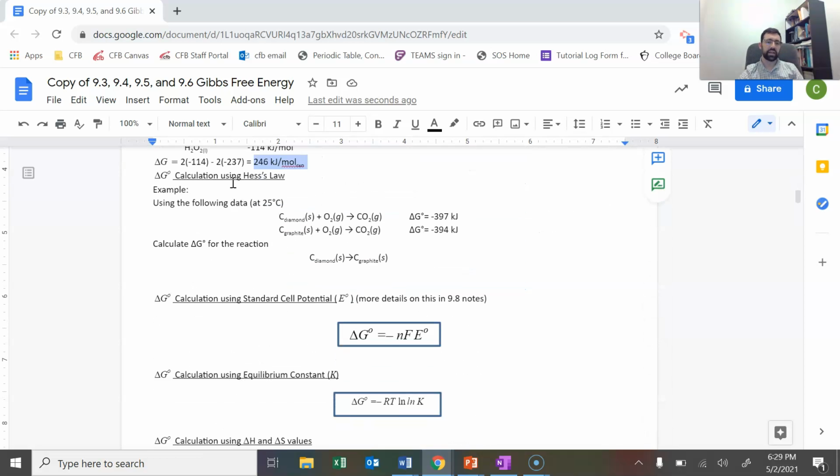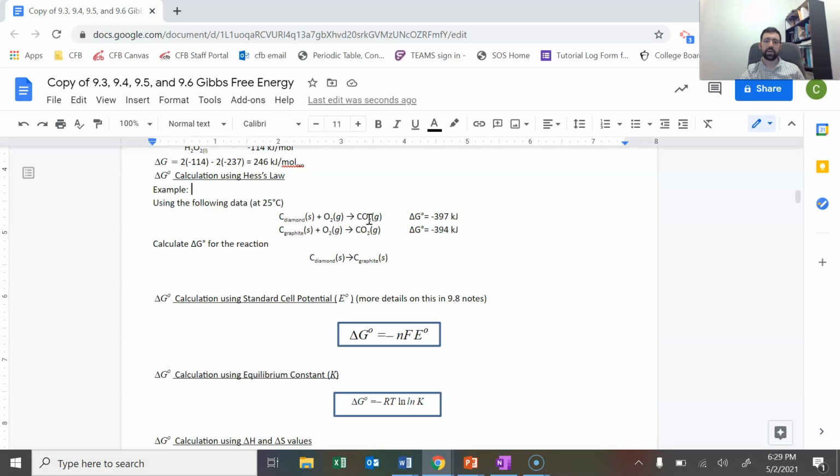We could also calculate using Hess's law. So let's say that I have the Gibbs free energy information of a couple different processes. I've got the process of a diamond being combined with oxygen to make carbon dioxide, or graphite being combined with oxygen to make carbon dioxide. I've got both of those, the Gibbs free energy for that. So I want to know what's the Gibbs free energy for the reaction that is turning a diamond into graphite.